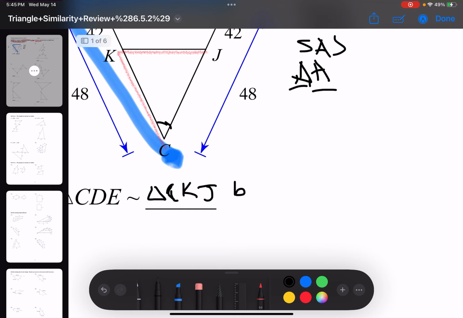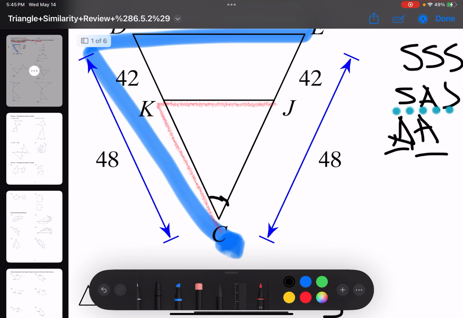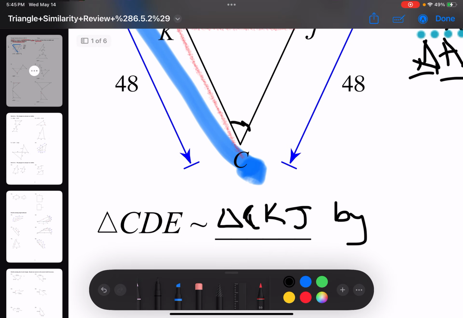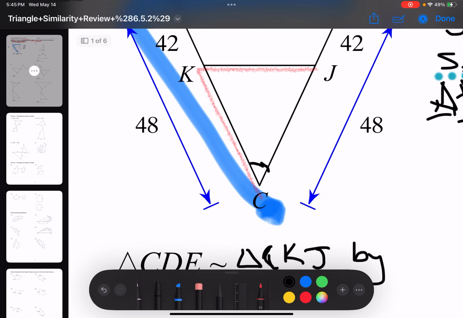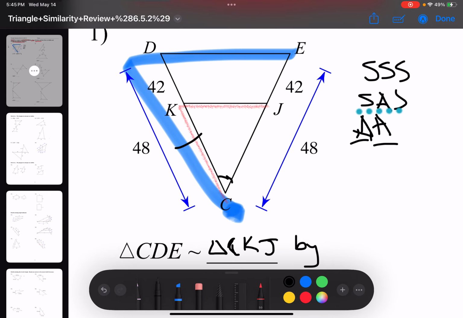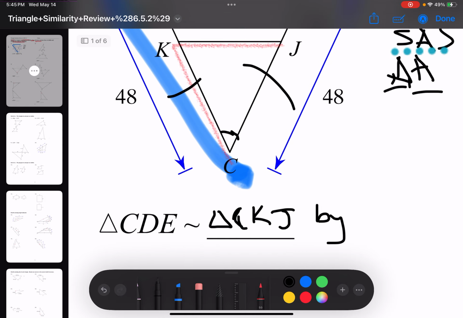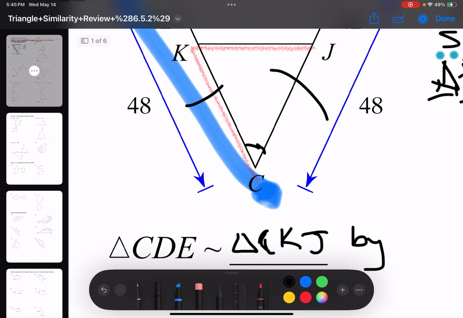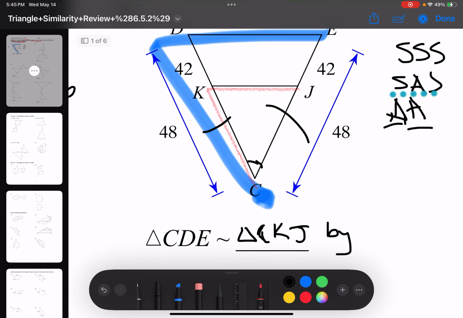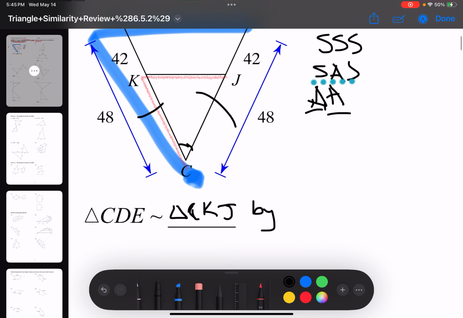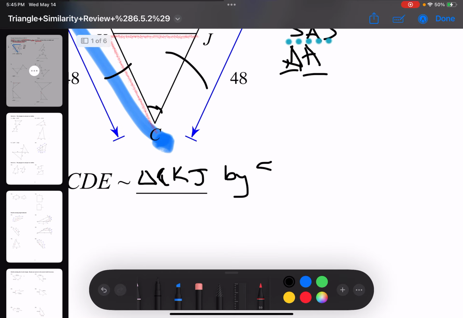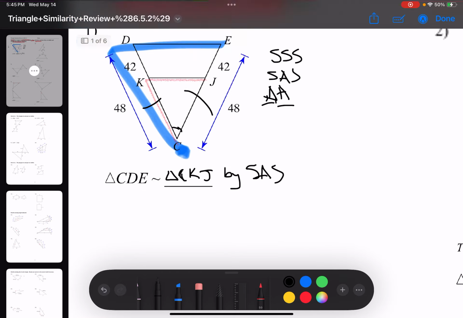Then state how you know. It's side, angle, side. Remember, side-angle-side, side-side-side. Whatever, it doesn't matter because we can't write ASS. So it's similar by SAS.